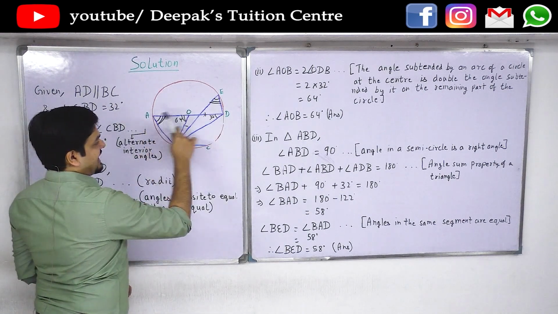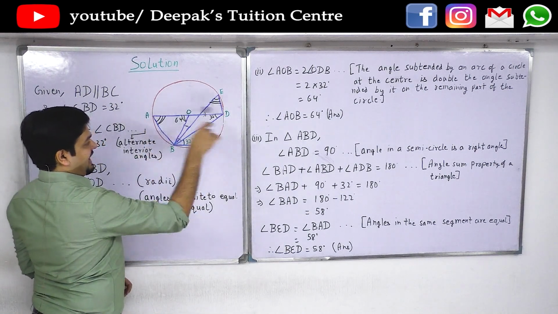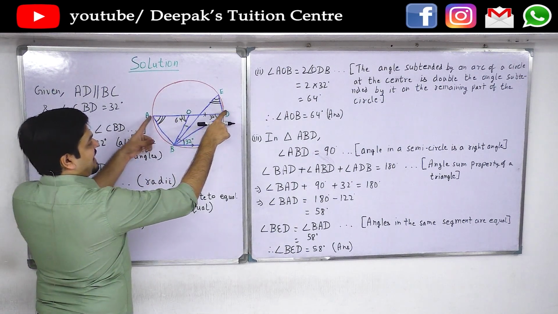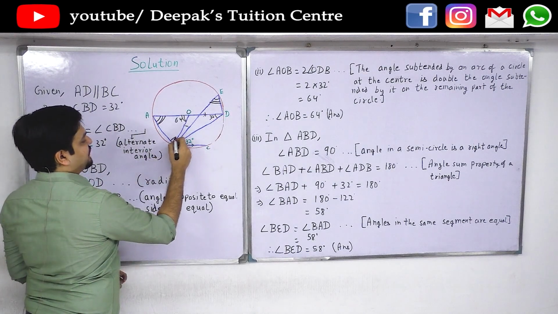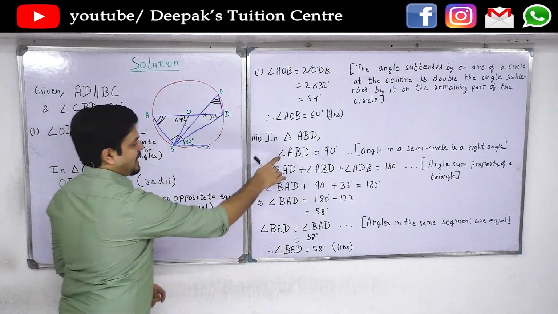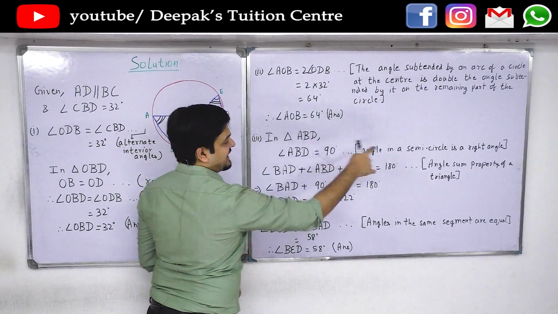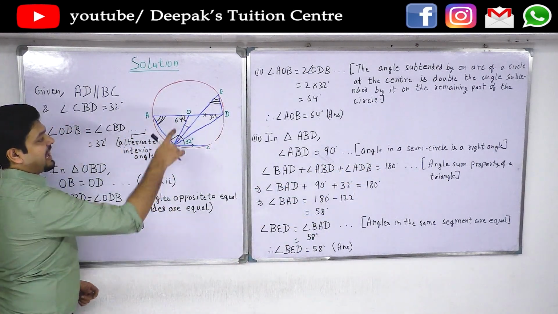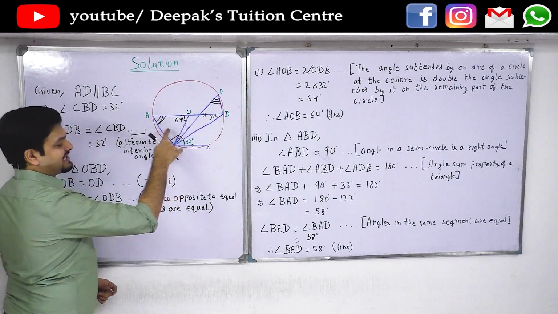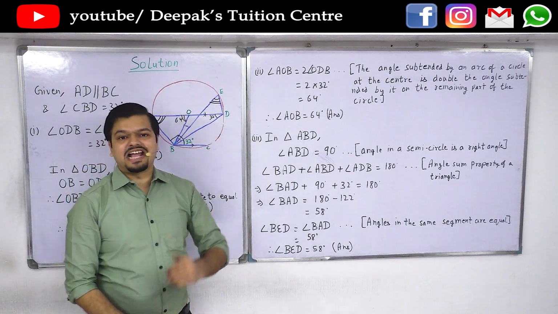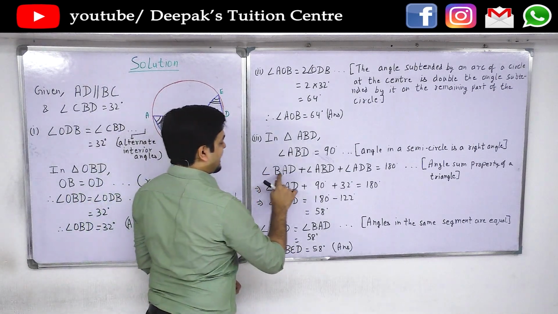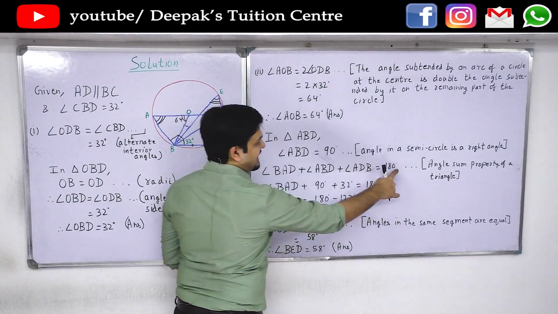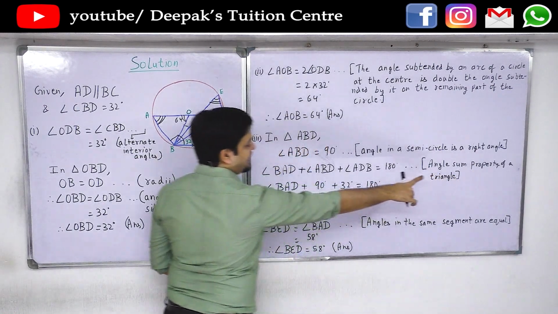In triangle BAD, I know the value of angle ADB and I can see that angle ABD is formed by the two ends of the diameter. So therefore this must be 90 degrees. So angle ABD equals 90 degrees. Reason, angle in a semicircle is a right angle. So now in the triangle I know two angles. I can calculate the third angle using the angle sum property. So angle BAD plus angle ABD plus angle ADB equals 180 degrees. Reason, angle sum property of a triangle.